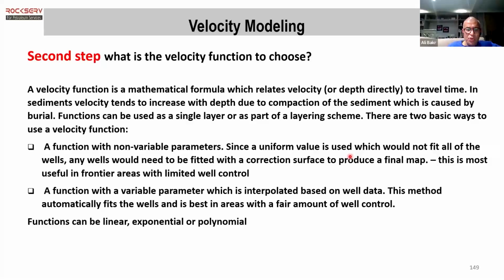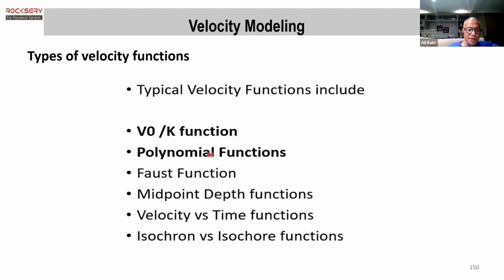Now, in order to choose, we have about 5 or 6 ways of time to depth conversion on the market. What we call the V naught K function is a very simple linear regression one. And then polynomial functions, another one. And then what we call the Faust function, midpoint depth function, velocity versus time function, and then isochron or isochore function. Each one of those, we cannot finish in a lecture, but each one has advantages and disadvantages. But start with the simple, and after that, add whatever you would like to add.